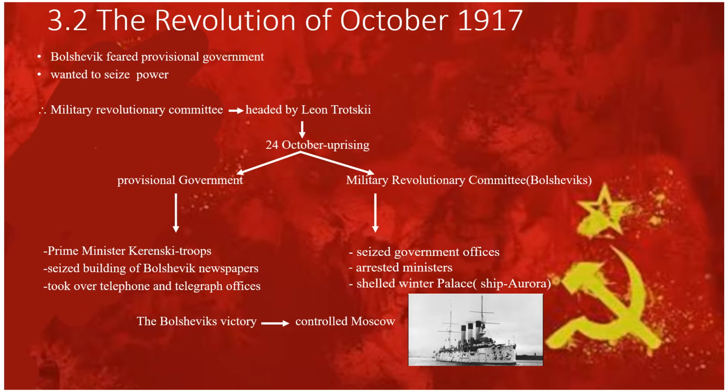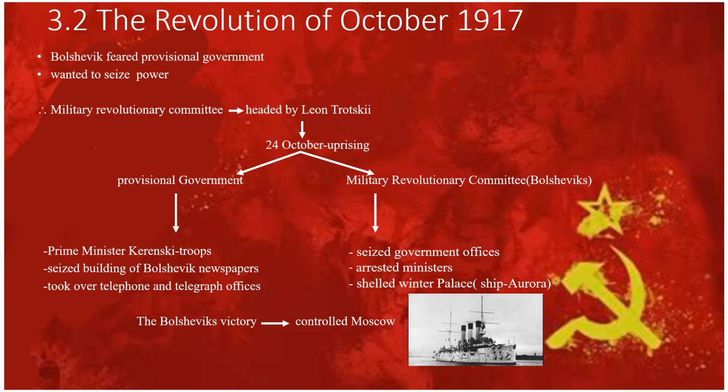Prime Minister Kerensky sent troops. He seized buildings of Bolshevik newspapers. He took over telephone and telegraph offices. The military revolutionary committee was also very powerful. They seized the offices of the provisional government. They arrested ministers of the provisional government.